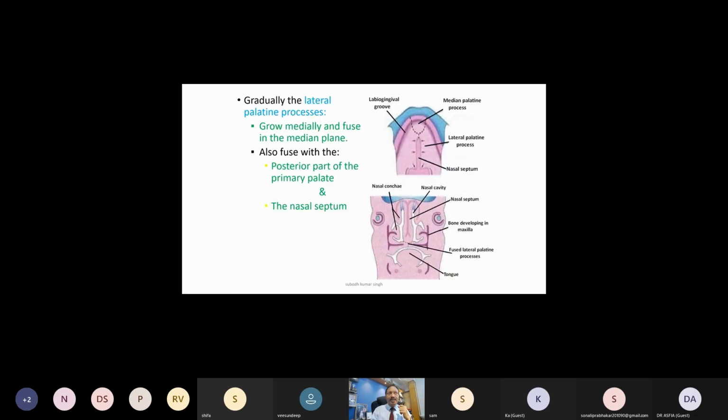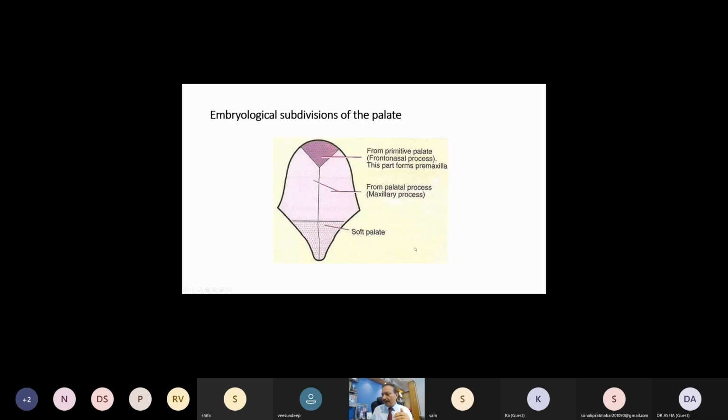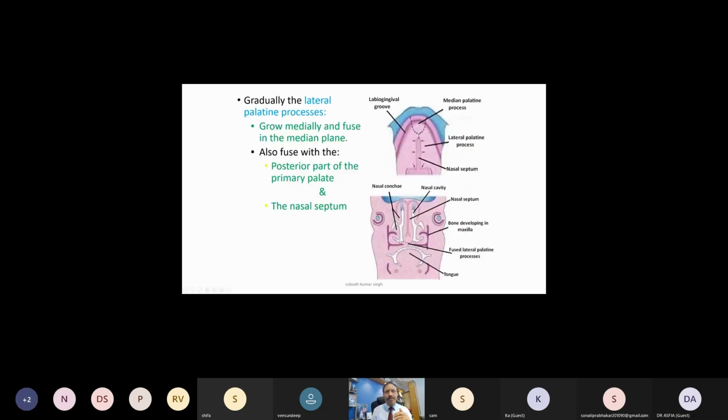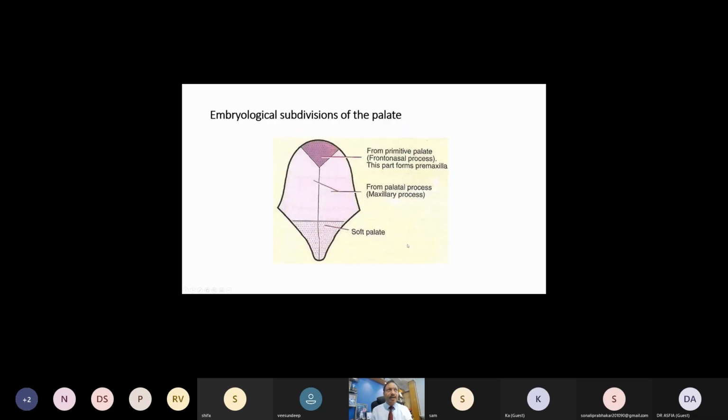So gradually the lateral palatine processes grow medially and fuse in the median plane, and also fuse with the posterior part of the primary palate and the nasal septum, and the palate is formed. So here it has fused completely. You can see it has fused with the vomer as well. Now the palate has been formed.